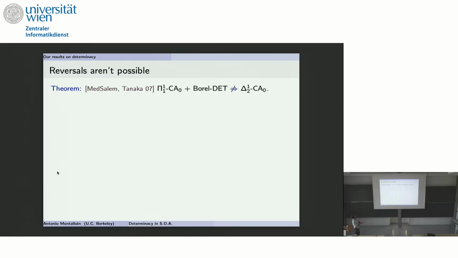And that's just one of these general absoluteness results. Already Mansfield and Tanaka showed that if you start from pi 1-1 comprehension and add even all overall determinacy, you're not going to be able to prove delta 1-2 comprehension.